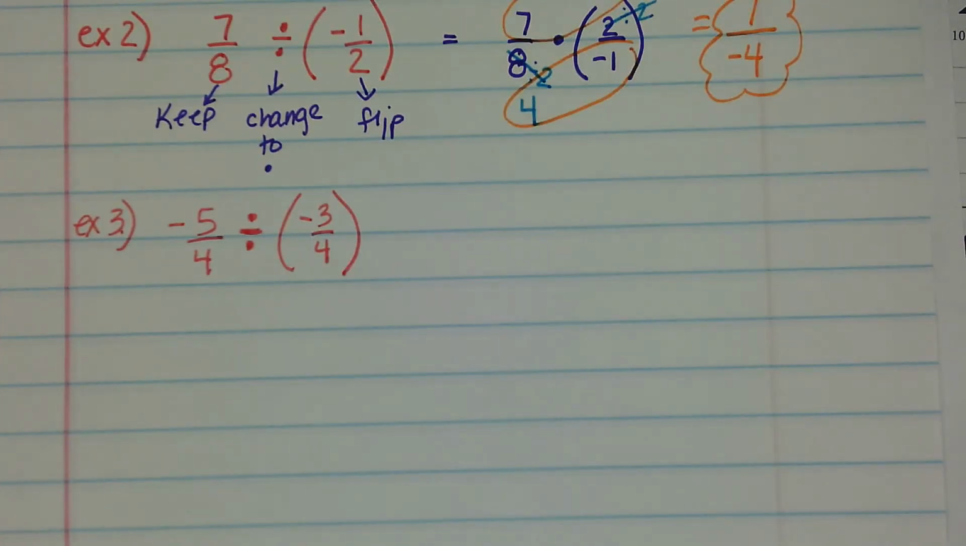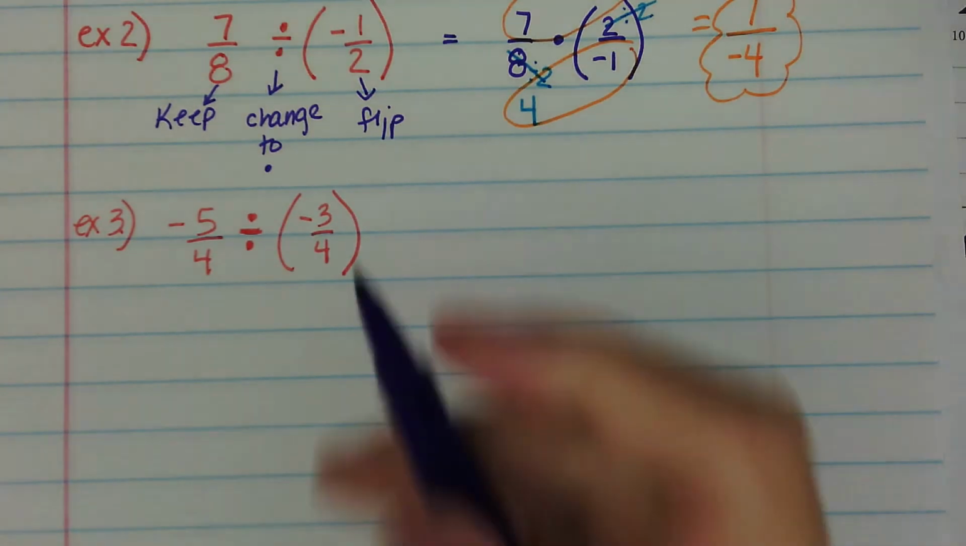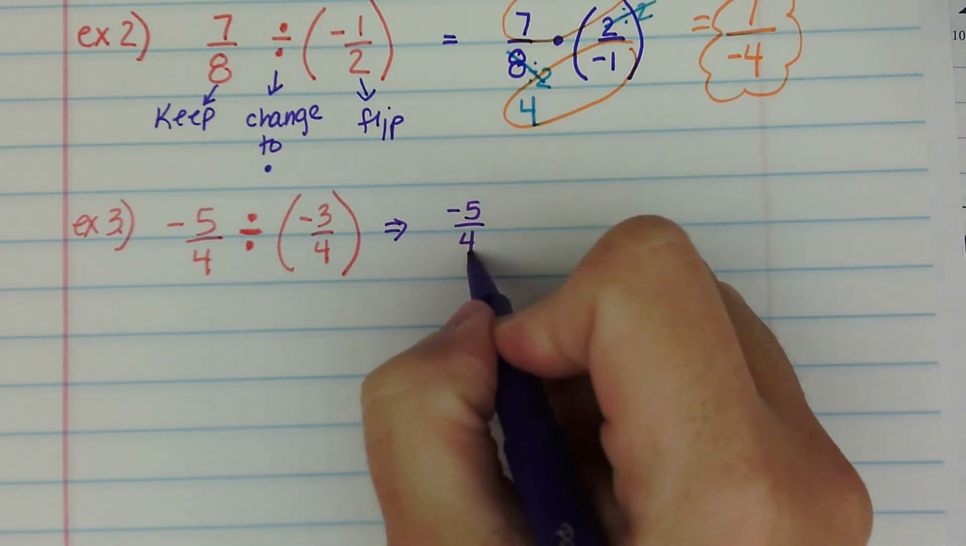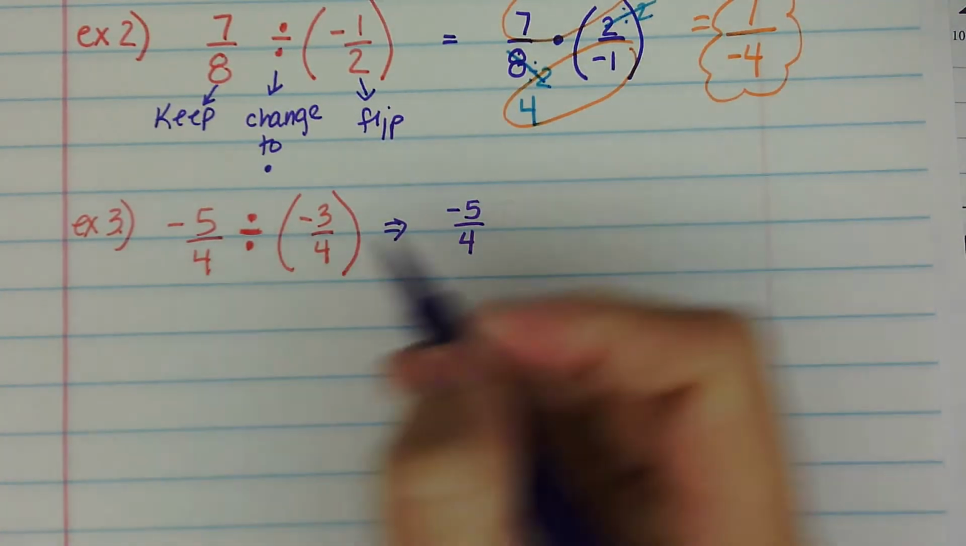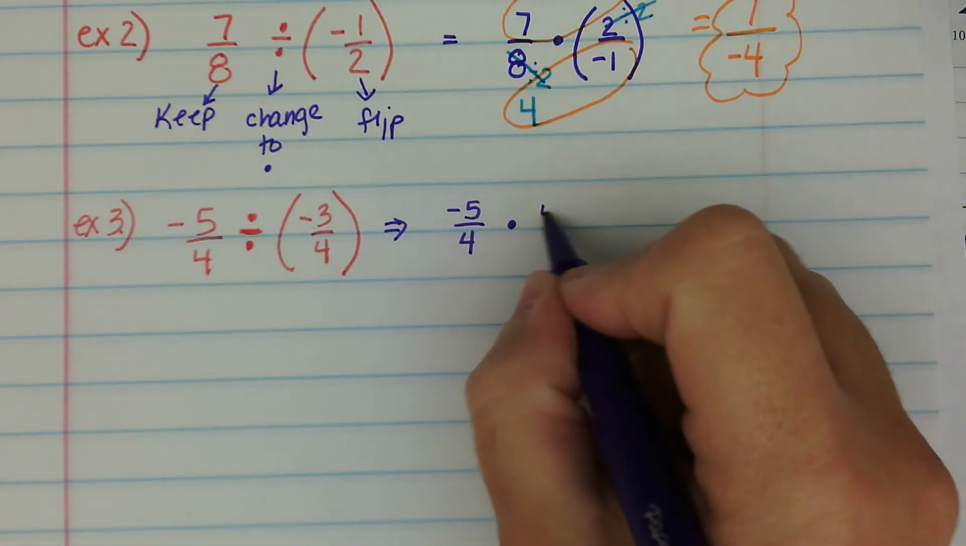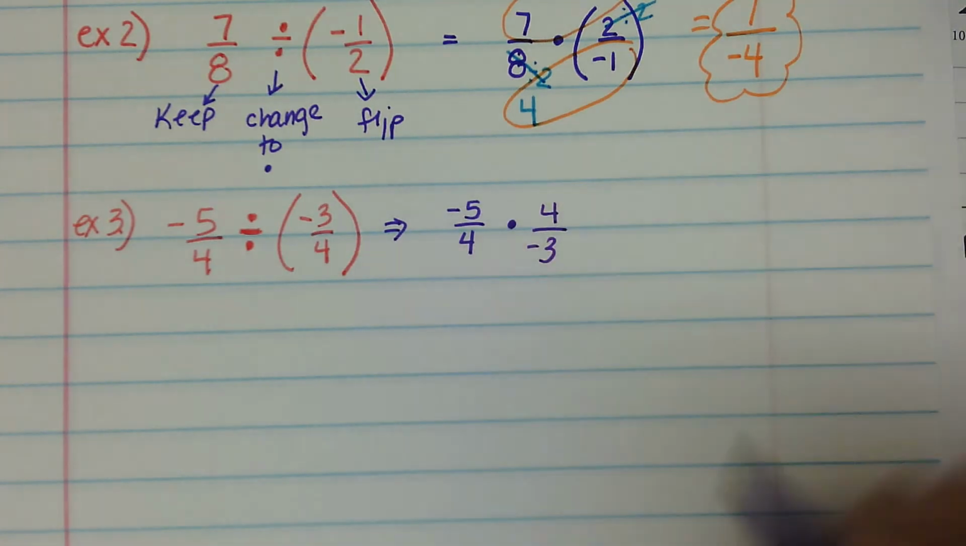Next example we're going to do is -5/4 divided by -3/4. And remember that because it's dividing with a fraction, you have to keep, change, flip. So I think we've written it enough. We're just going to go ahead and give it a shot. We're going to keep the -5/4. We're going to change this division to multiply, and we're going to flip this fraction and get 4 over -3.